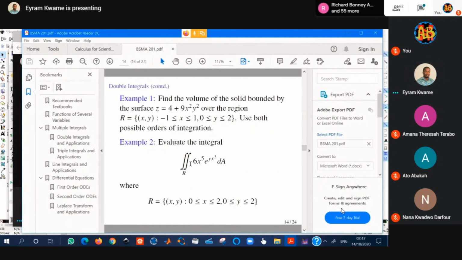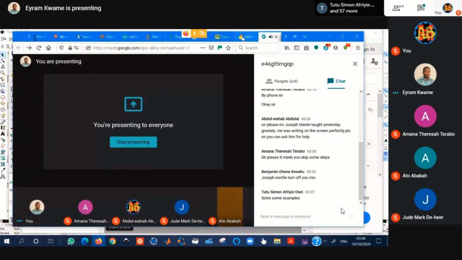Good. Now I have given this example where I said find this over the region. So I'm going to try to explain this. We want to find the volume of the solid bounded, and I ask you to use both possible orders of integration. So you can integrate with this before this or that. Let's do example 1. And I'm going to use the jump box to do this.